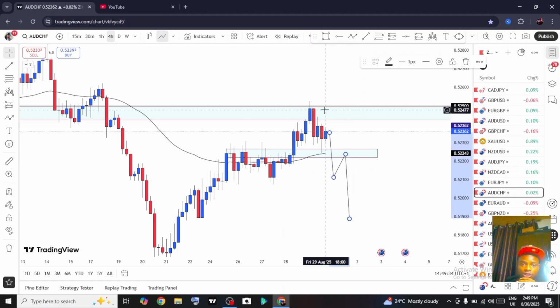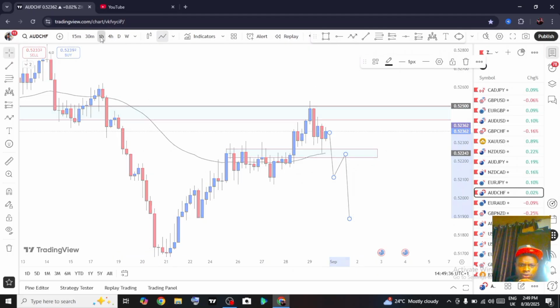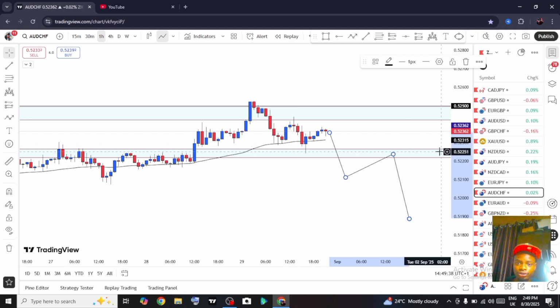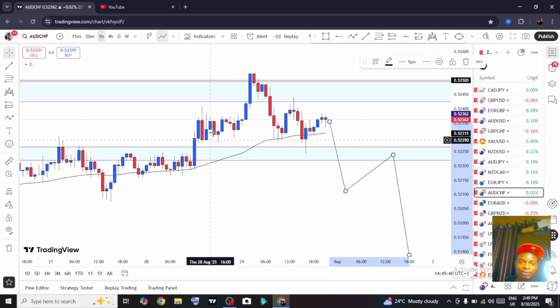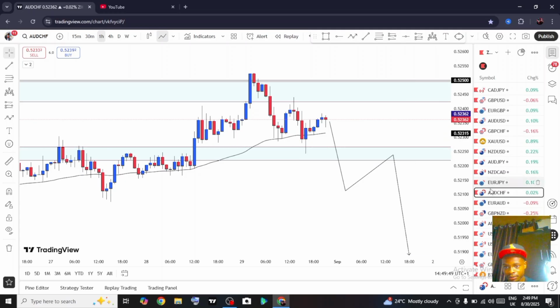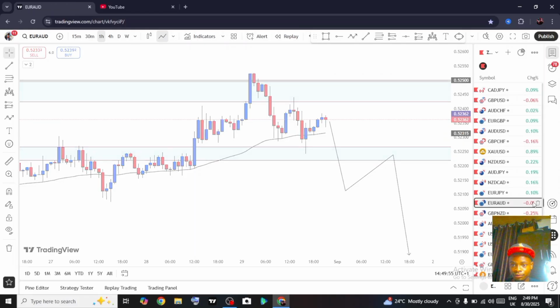Let us look at how the 1 hour looks. I didn't even realize that. All right, so clearly you can see on the 1 hour we have a left head right shoulder, right? Simply what we always look for is a break of the neckline, a retest, and then we sell. So I'm happy about AUDCHF. So let's add it to the pairs for this week.